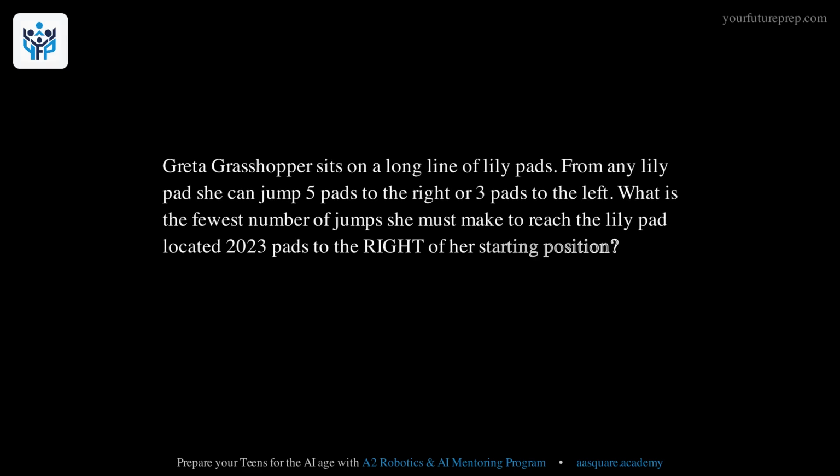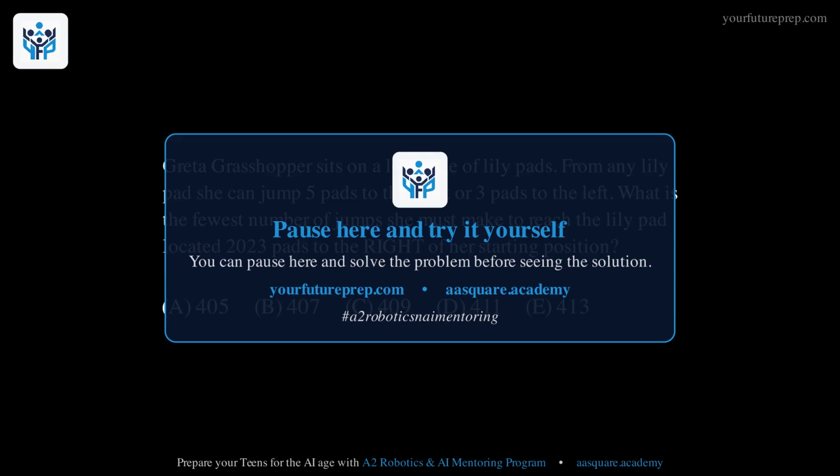Grasshopper sits on a long line of lily pads. From any lily pad she can jump 5 pads to the right or 3 pads to the left. What is the fewest number of jumps she must make to reach the lily pad located 23 pads to the right of her starting position? You can pause here and solve the problem before seeing the solution.